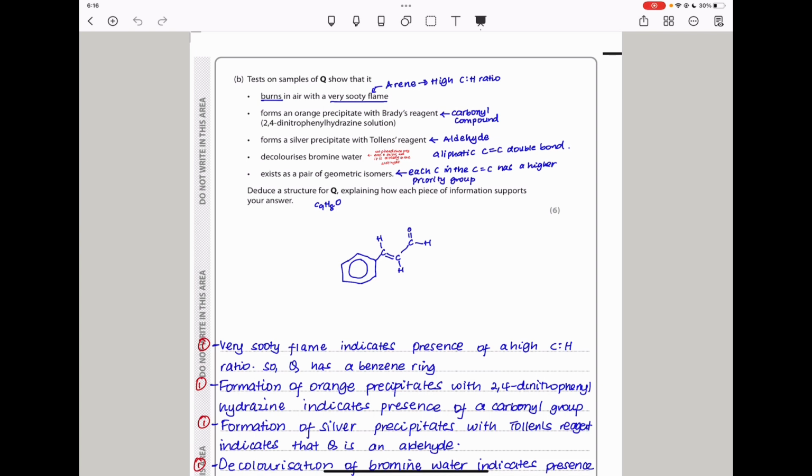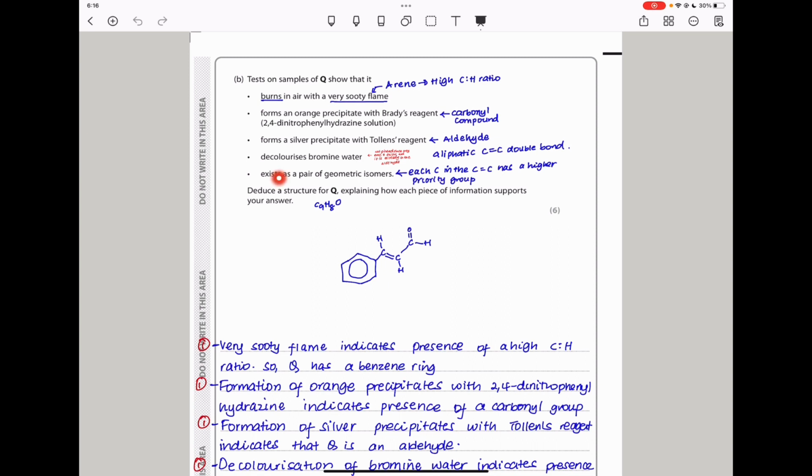Next, they say it decolorizes bromine water. If something decolorizes bromine water, you could think it's a phenol, or somebody could think it's an alkene, meaning it has an aliphatic carbon-carbon double bond. However, we have already established that this is an aldehyde and there is only one oxygen, so there is no way it is a phenol. So we cancel that out and we can only confirm there is an aliphatic carbon-carbon double bond.